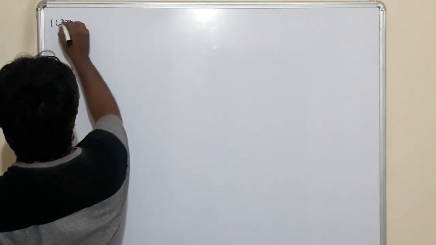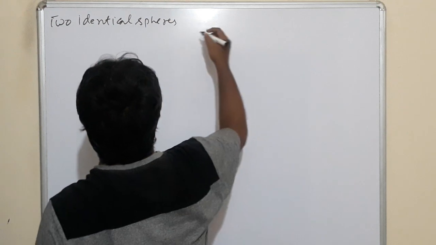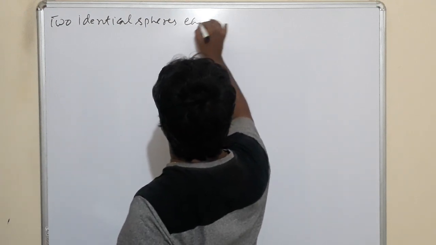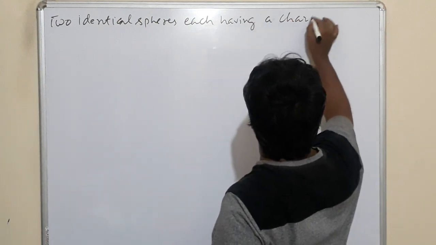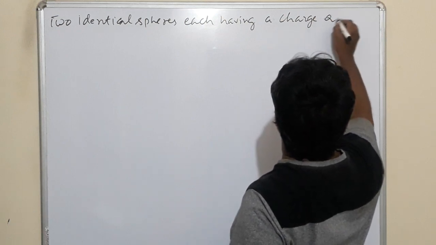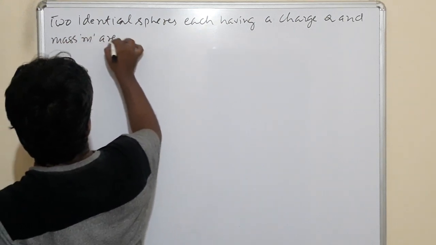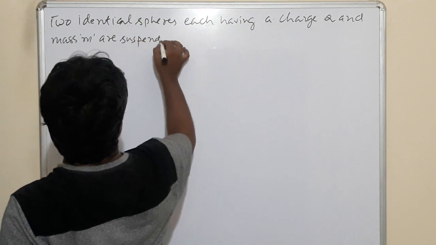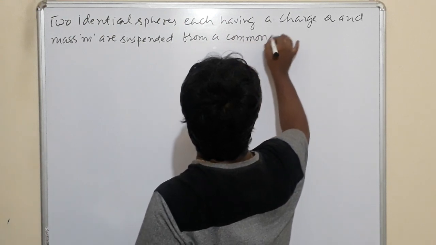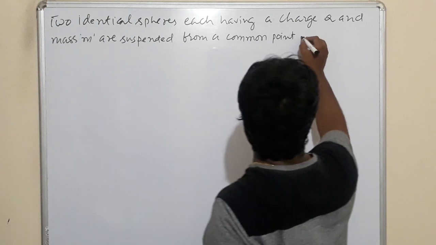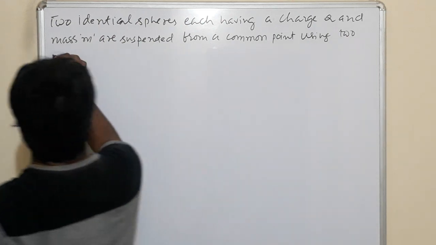See, two identical spheres, each having a charge Q and mass M, are suspended from a common point using two strings.